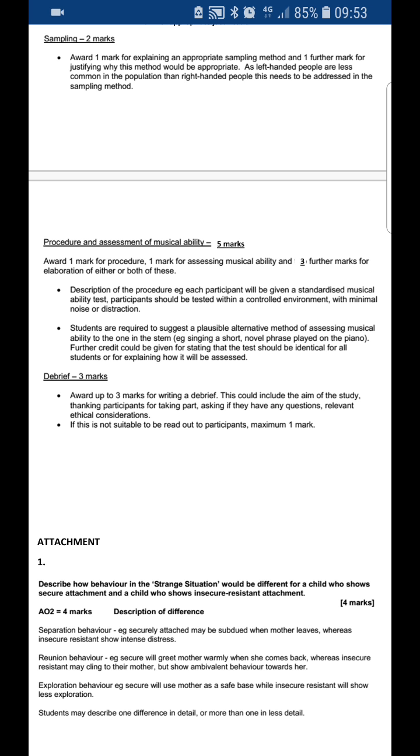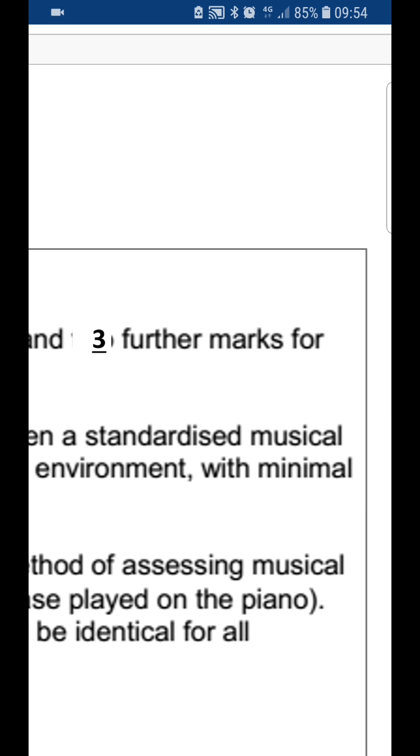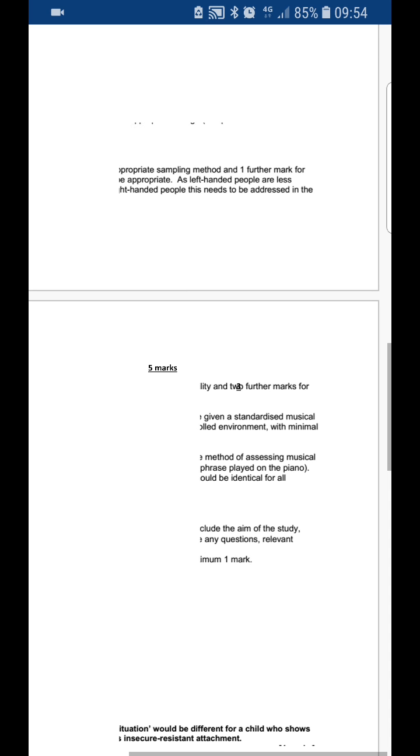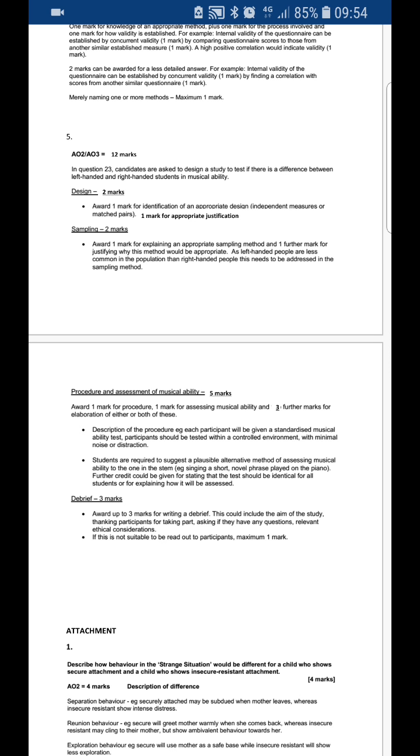However, the elaboration was not great, it has to be said. So the procedure itself needed to be in a lot more detail from a lot of you. You didn't make reference to the fact that it would be a standardised musical test, that everybody would need to do the same thing. A lot of you didn't refer to where the participants would be tested, when the participants would be tested, how long they were given to do a specific task, what the level of distractions would be.